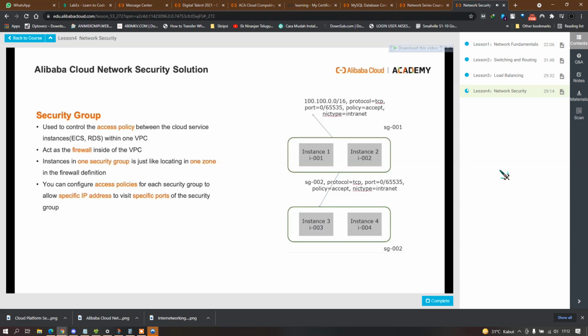So this is the basic function of the security group. It is also the major function of the security group, right? To do the IP access control. So this is how the security group works.